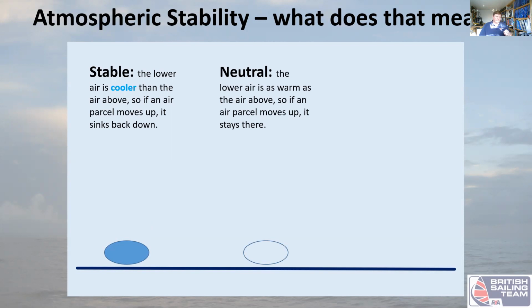Neutral airflow, which is quite rare to actually find, means that the parcel of air is the same temperature as the air around it. So if it's bumped up, then it'll go there and it'll just stop. It'll stay there. So that doesn't happen that often.